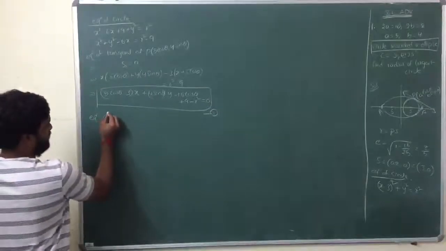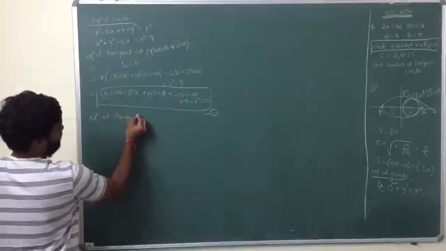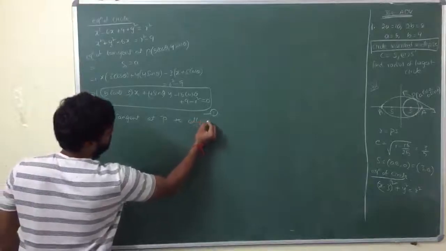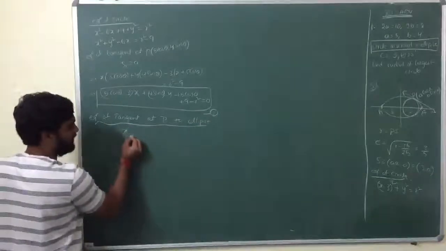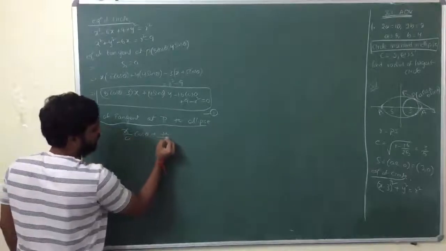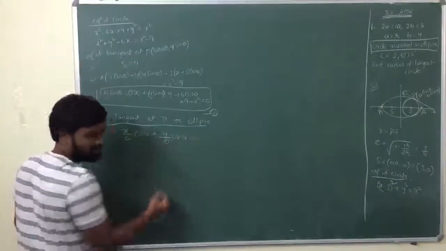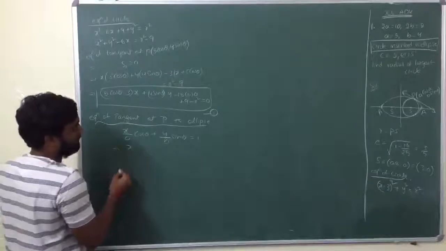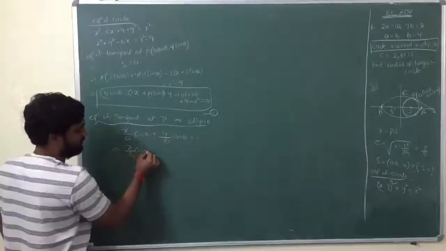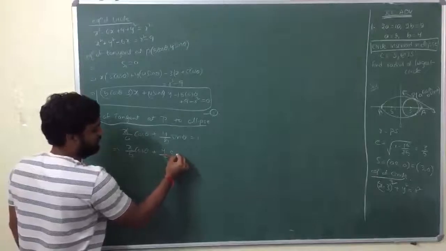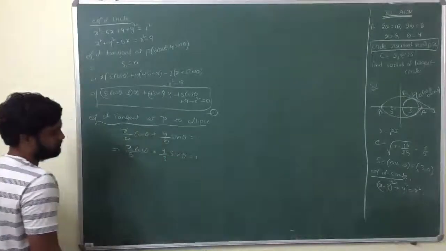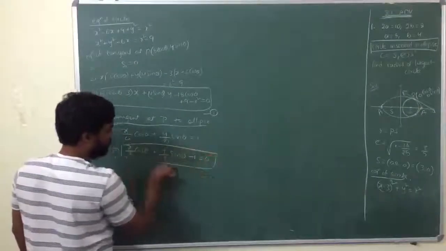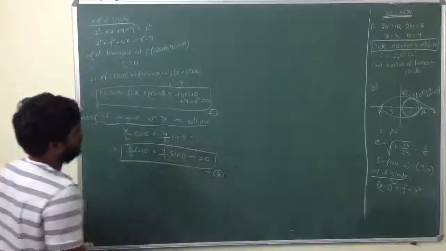Now equation of tangent at P to the ellipse, which is x by a cos theta plus y by b sin theta is equal to 1. Remember that? This is the equation of tangent. Yesterday you have discussed. So x by a, what is the value of a? 5. So x by 5 cos theta plus y by 3 sin theta minus 1 is equal to 0. Now this is equation 2, the second equation.